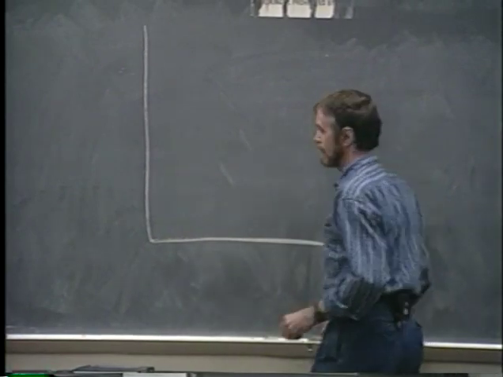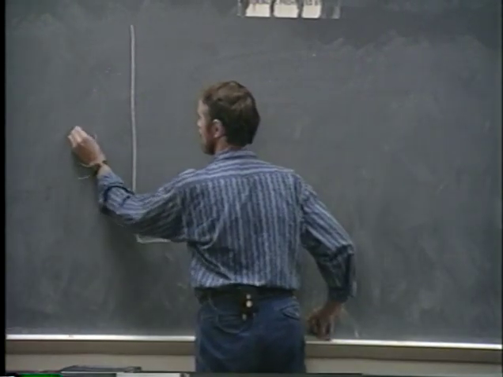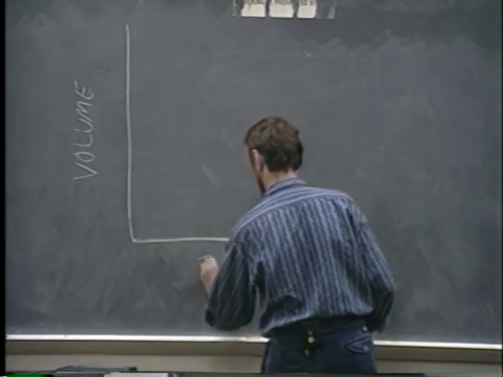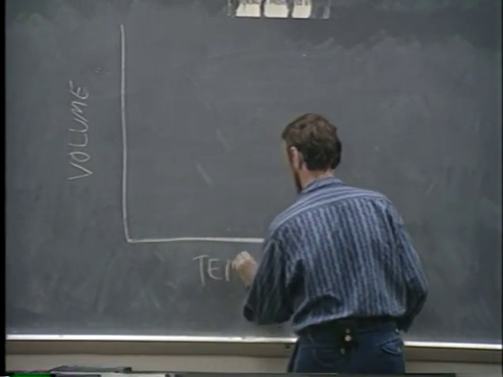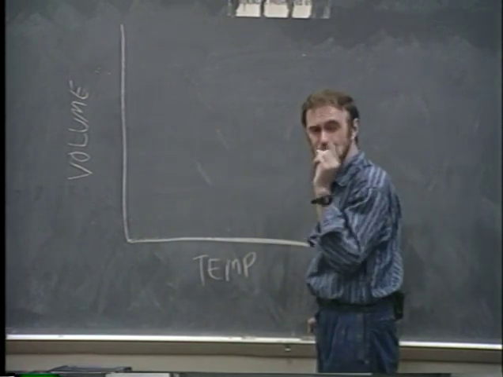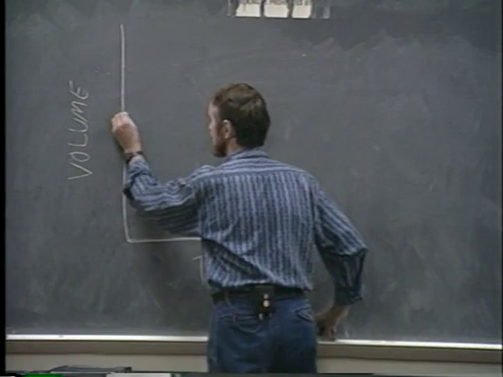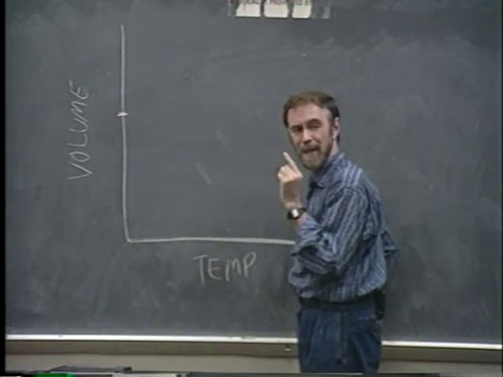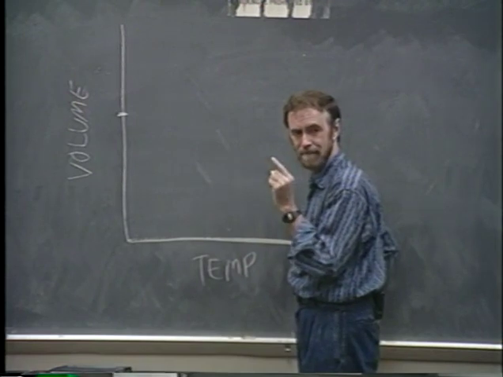I'm going to make a graph here, and this graph is volume of water versus temperature. I'm going to consider some ice water, not solid ice. And that ice water has a particular volume like this. Now, there are two things going to happen when I heat the ice water.